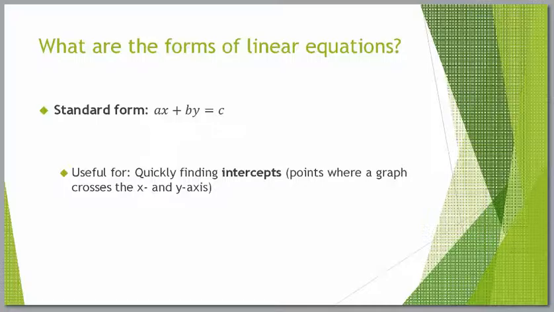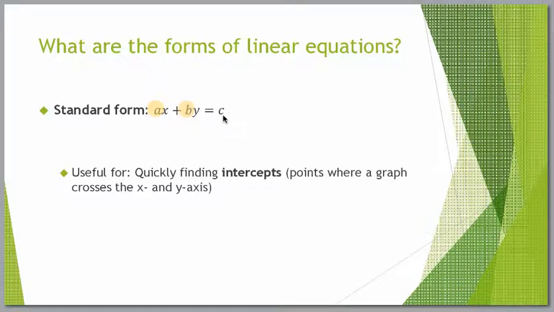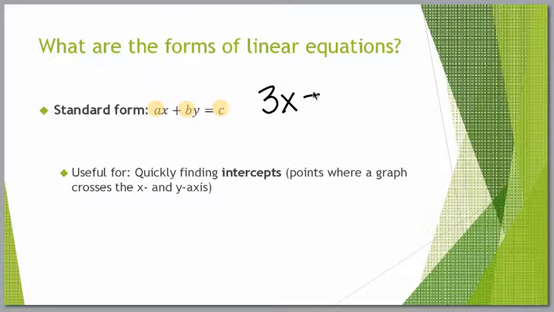If you look at the standard form here, we have ax plus by equals c, and it just looks like a bunch of variables. But actually, our a, b, and c here are filled in with numbers. So I'll give you an example. Let's do 3x plus 2y equals 5.